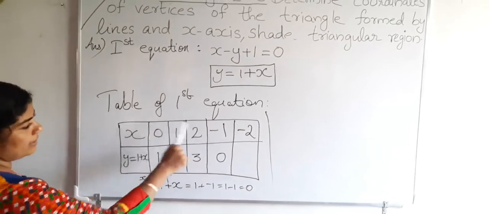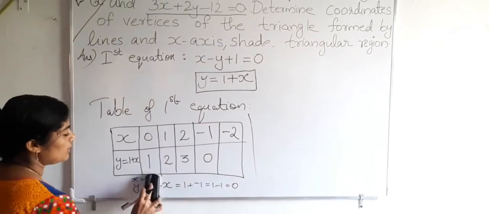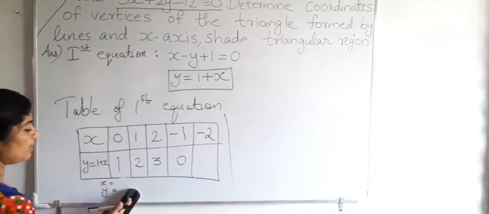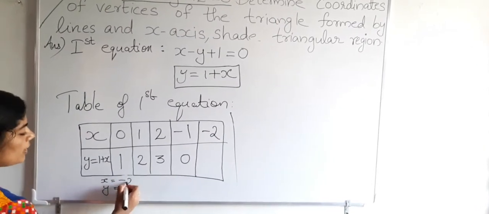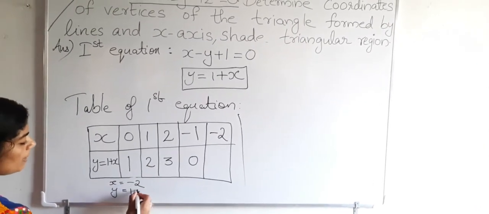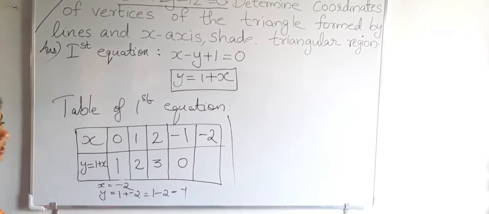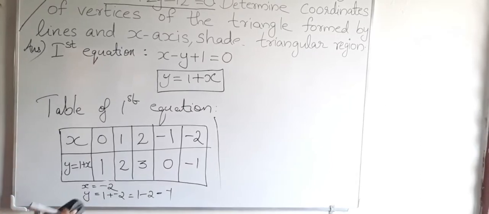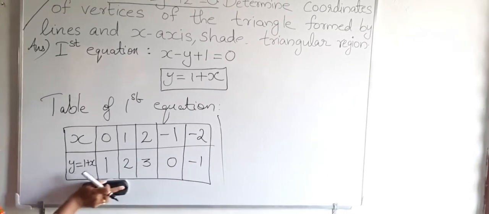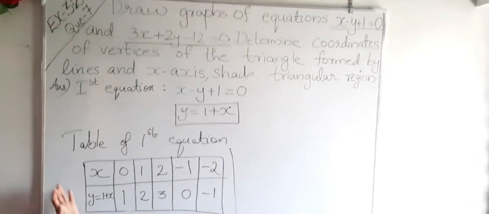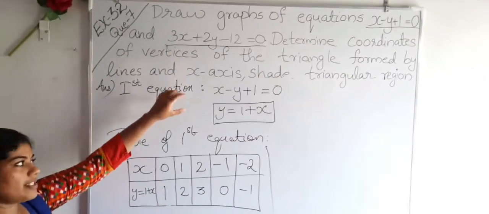Now x equal to minus 2. When x equal to minus 2, what will be the y value? When x equal to minus 2, y equal to 1 plus minus 2. 1 minus 2 equal to minus 1. So here minus 1. Now we got the points. These are the steps. And now we got the first equation.